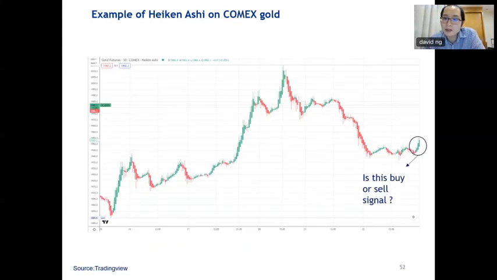On a 30 minute time frame, you can clearly see again, when you see a series of green candles, that tells you generally the market is on an uptrend. If you see a series of red candles, that's where it's on a downtrend. Now look at this particular sharp rally and sharp down move.